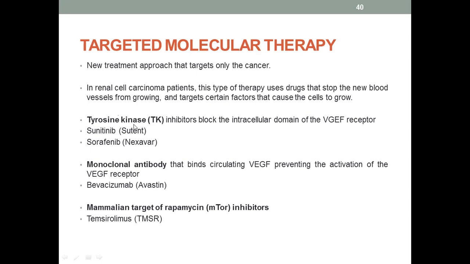The first group is tyrosine kinase inhibitors, and there are two drugs, sunitinib and sorafenib. Regarding the monoclonal antibodies, this is bevacizumab, and regarding mammalian target of rapamycin, this is called the mTOR inhibitor, temsirolimus.